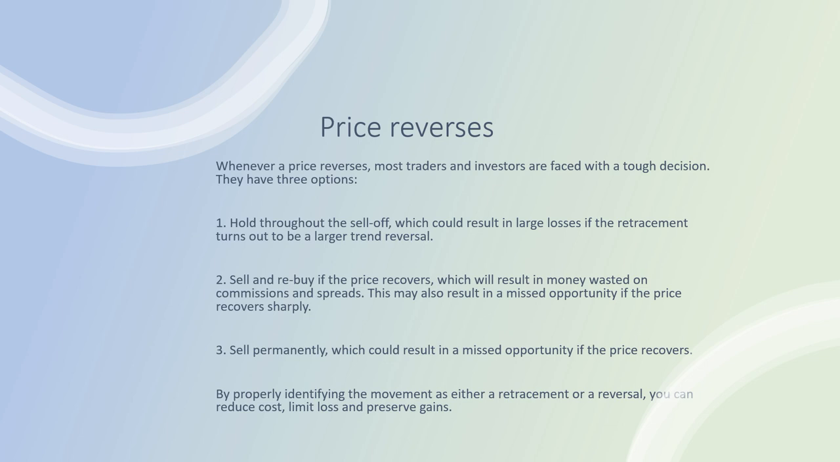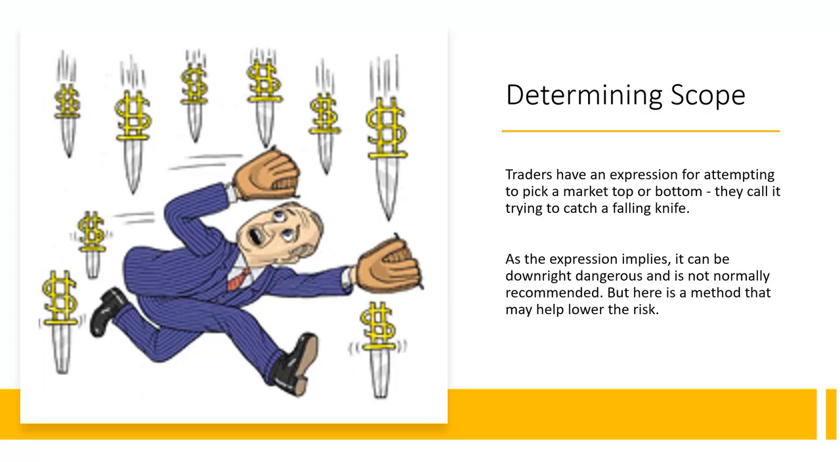Whenever a price reverses, most traders and investors are faced with a tough decision. You only have three options of what to do. You can hold throughout the sell-off, which could result in large losses if the retracement turns out to be a larger trend reversal. Sell and rebuy if the price recovers, or sell permanently, which could result in missed opportunity. The thing is, you have to be able to determine whether you're facing a retracement or a reversal.